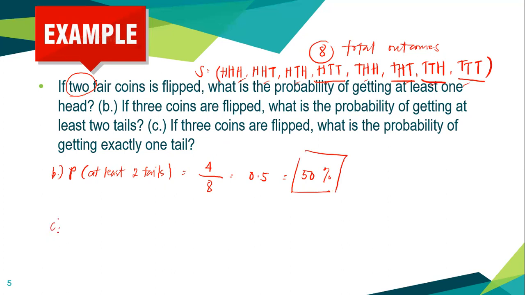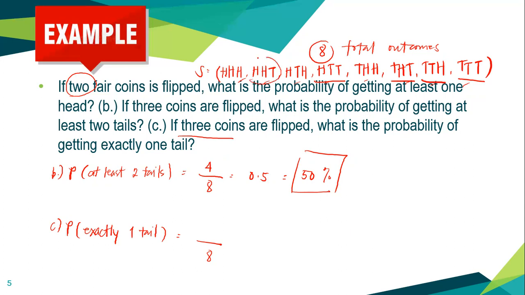How about letter C? Probability of exactly 1 tail. Exactly 1 tail. We have, so hindi naman nagbago yung total outcome niya, 8 pa rin kasi 3 coins pa rin yung i-flip natin. So ilan yung exactly, isa lang ang tail na makukuha natin.